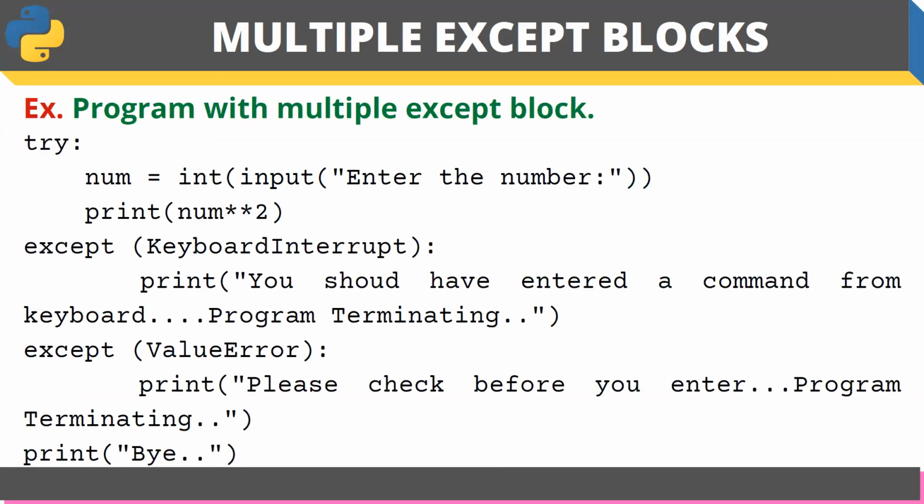So this is the example program for multiple except blocks. Try: num equals int(input("Enter the number")), then print num power 2. Except KeyboardInterrupt: here we are giving the print value, "You should have entered a command from the keyboard and program terminating." The second except block we are going to give is ValueError: "Please check before you enter, and program is terminating." And finally we are going to print i.